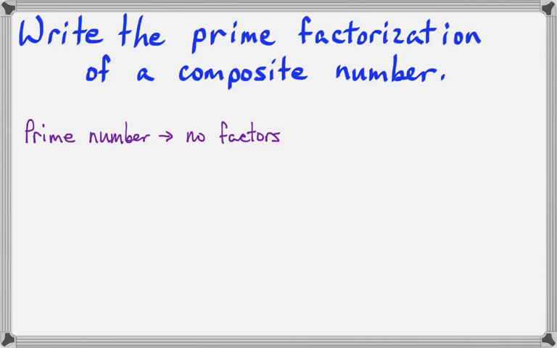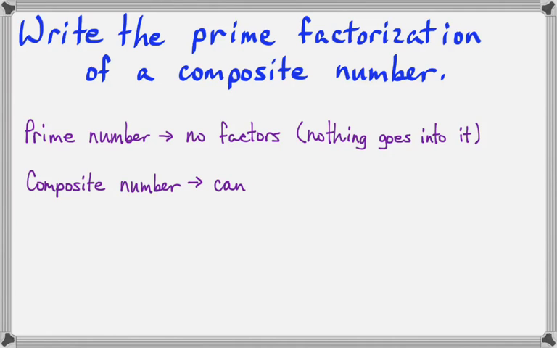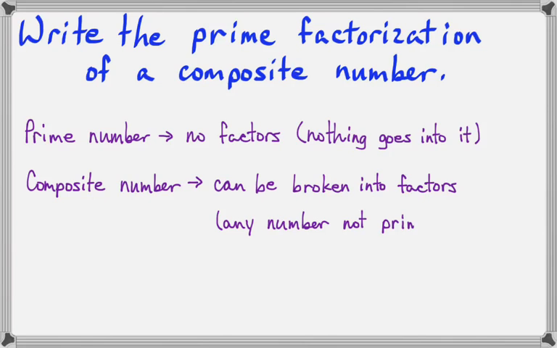Prime means that no factors will go into that number. Nothing else goes into it except itself and 1, actually. A composite number is one that can be broken into factors. In other words, something will go into it besides itself and besides 1. Any number that's not prime is composite.